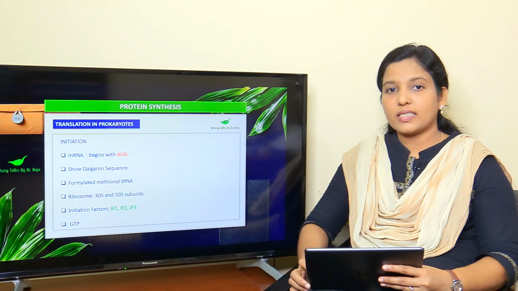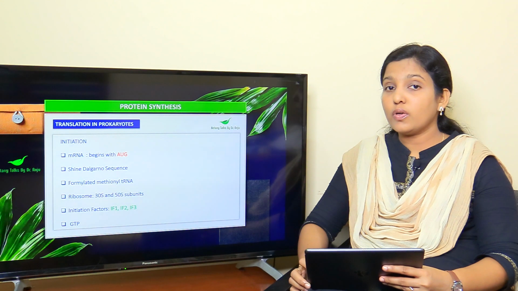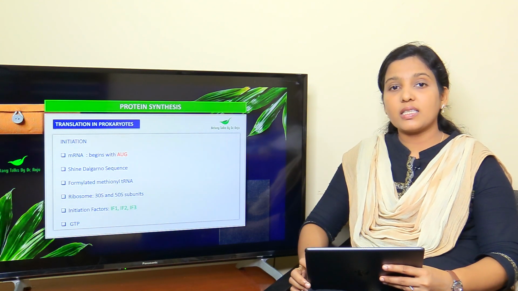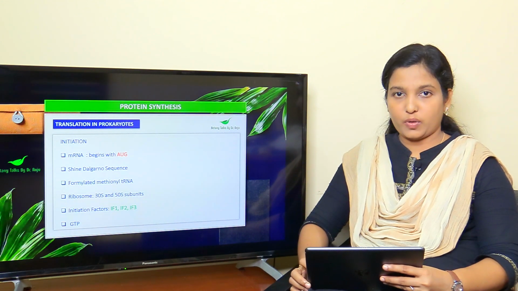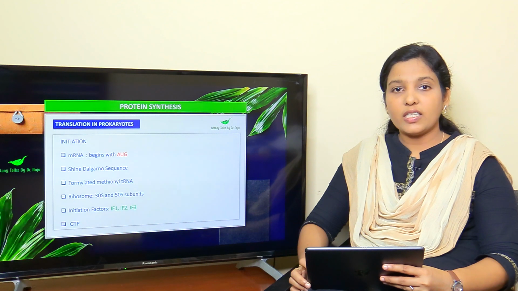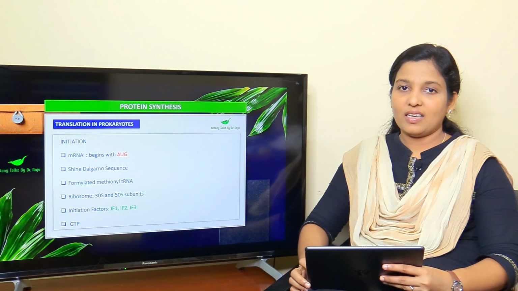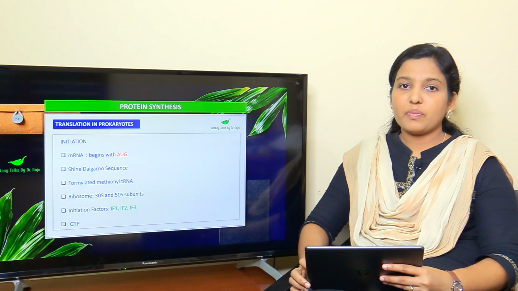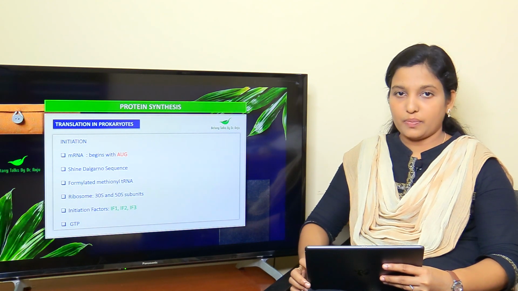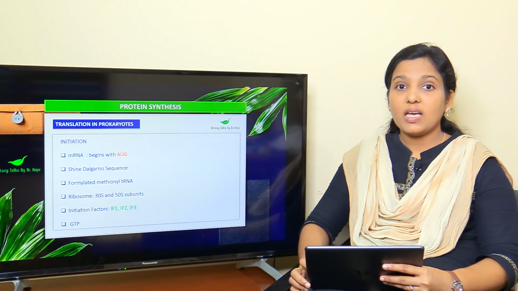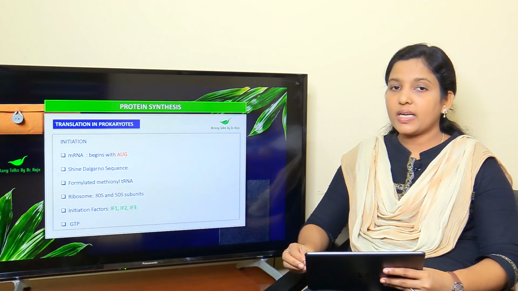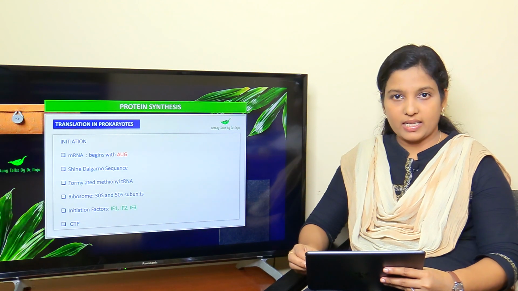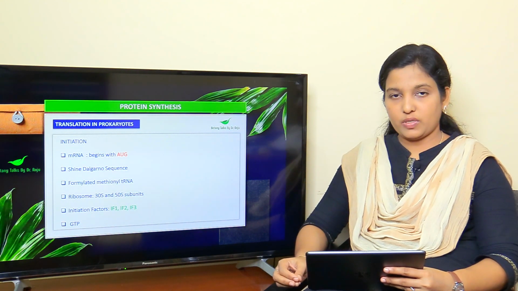The next factor is initiation factors. These initiation factors are necessary components for initiation of protein synthesis in prokaryotes. There are three different types of initiation factors in prokaryotes: IF1, IF2 and IF3. IF1 directly binds to the 30S ribosomal subunit. It will block the A site of the ribosome and helps the formylated methionine-tRNA to directly attach to the P site of the ribosome.